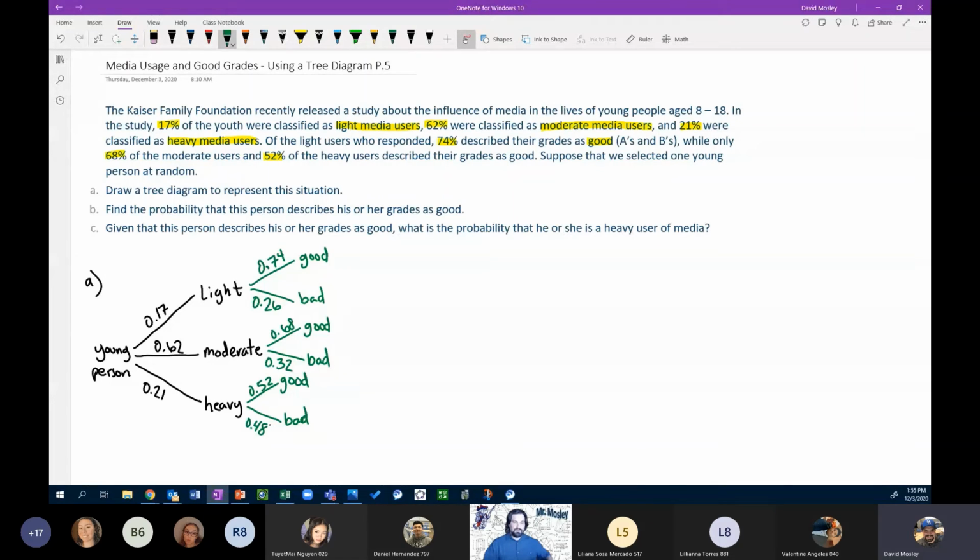So now we've filled out all the information we possibly can. We have our sequence of events. Our tree diagram is complete. Now we can start answering questions. Before I do part B, do you have any questions about how I created and constructed the tree diagram?